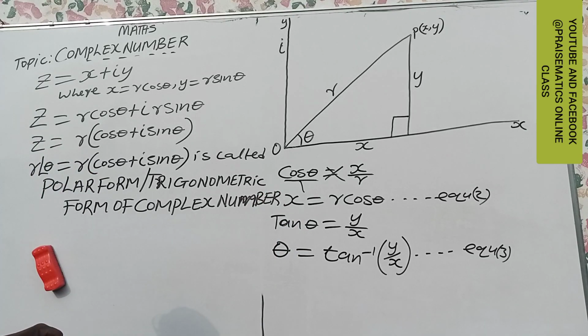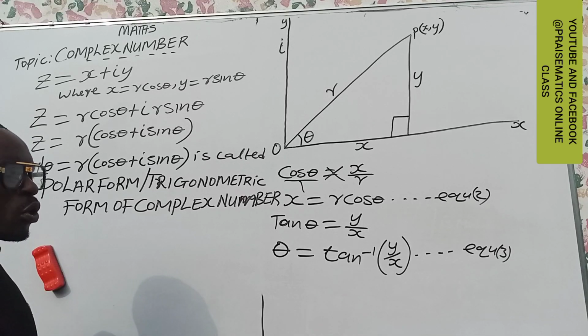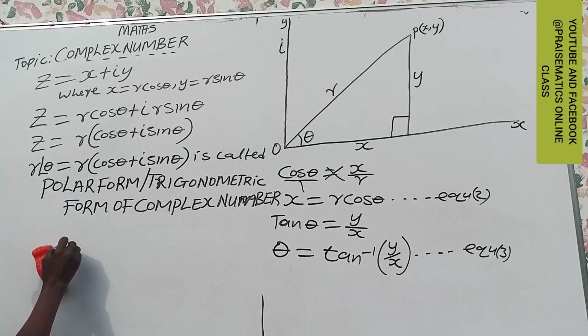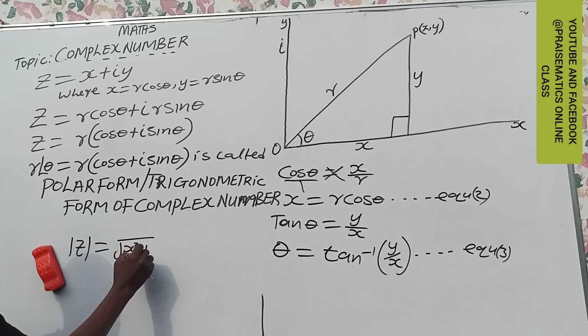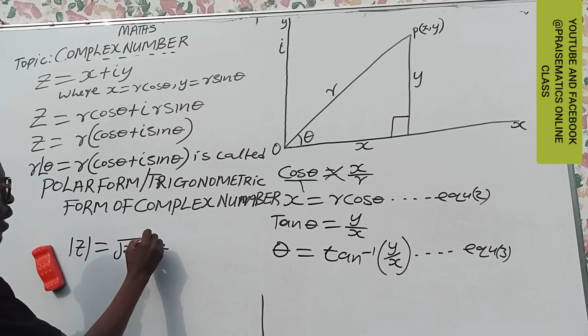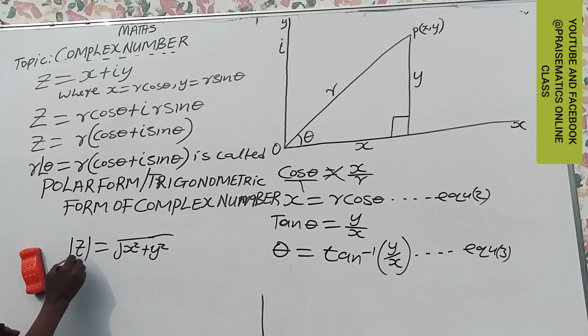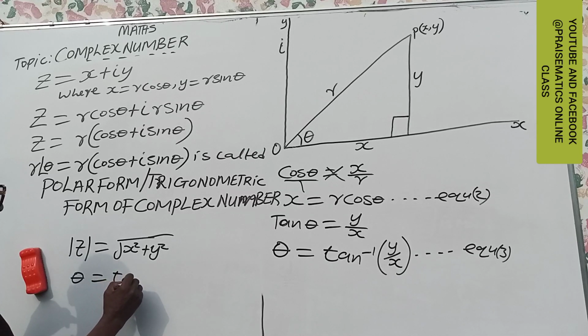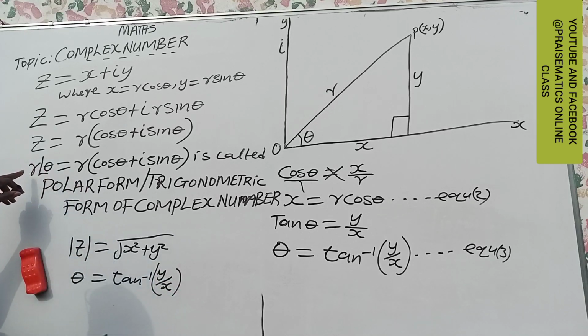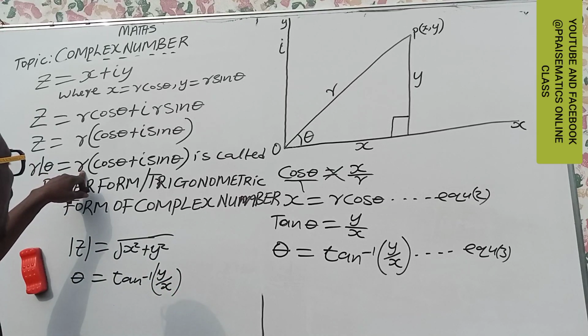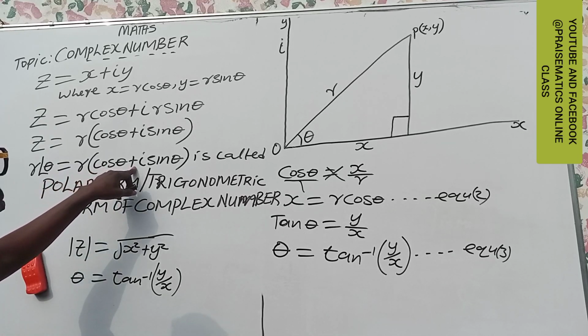So finally, we have generated three formulas. The first formula is what we call the modulus of a complex number. That is, the modulus of Z is equal to square root of X squared plus Y squared, or we call it R. You can easily call it R. And we have that theta is equal to tan inverse of Y over X. And our polar form of complex number is equal to R, which is the magnitude, which is the modulus, into cos theta plus i sine theta.